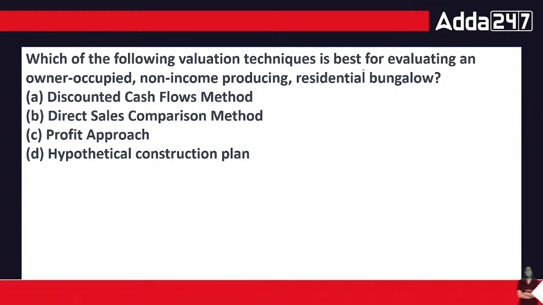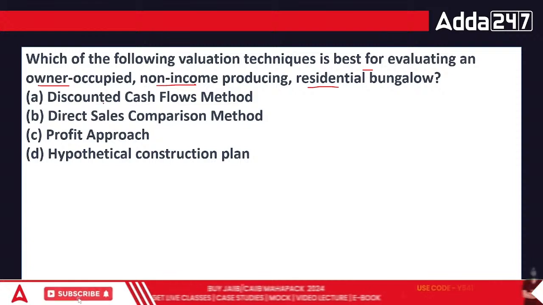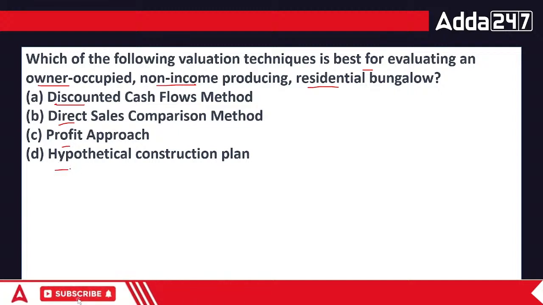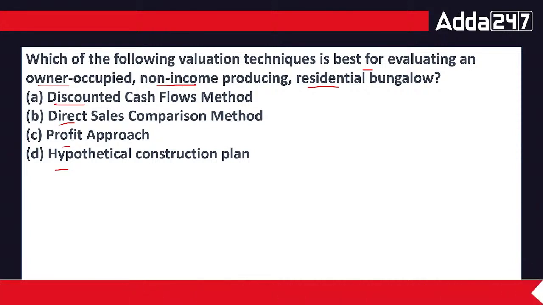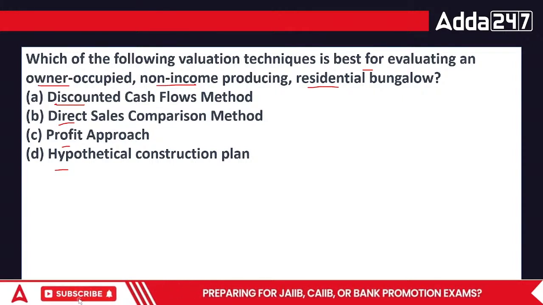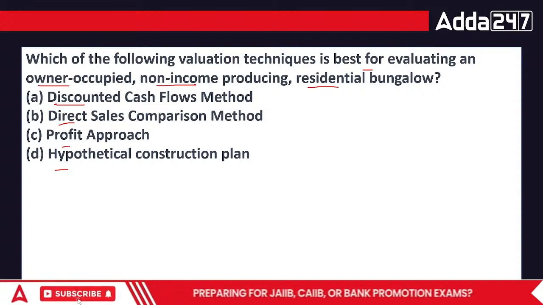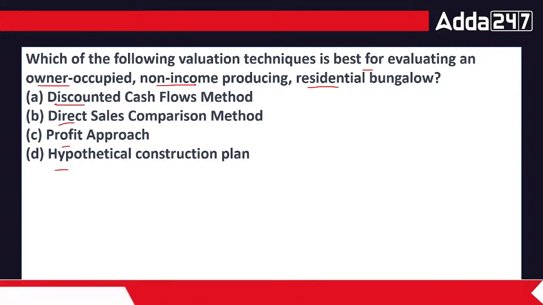Which of the following valuation is the best valuation for an owner occupied non-income producing resident bungalow? Discounted cash flows, direct sales comparison, profit approach, or hypothetical construction plan. In this situation, what exactly is happening, everyone? One thing that is happening is that I live in that house. Obviously, if I'm living in that house, one thing that is absolutely clear is that, since the house is mine, there is no income generation on it. But I would like to know what the value would be.